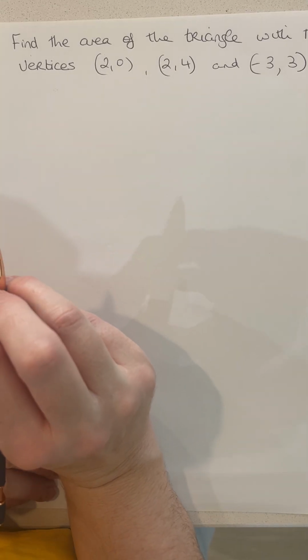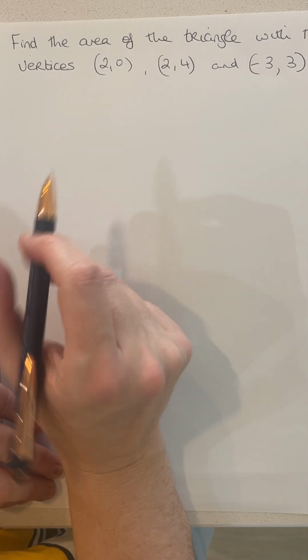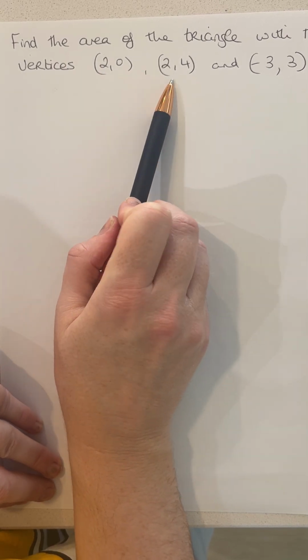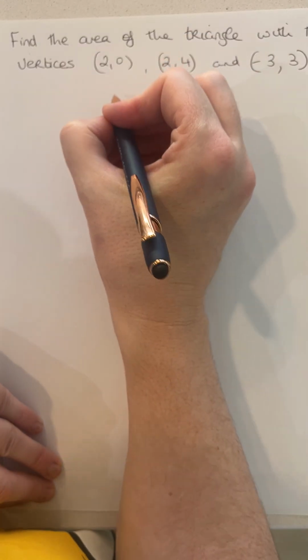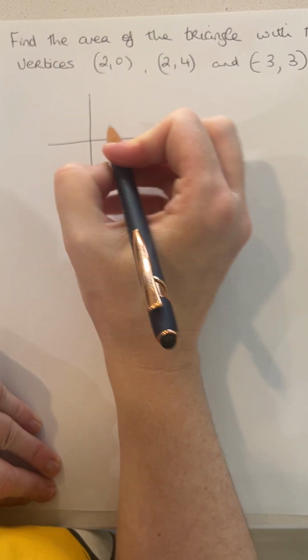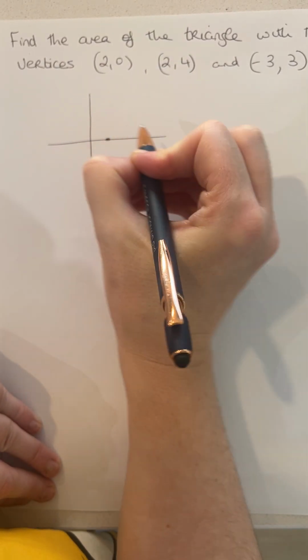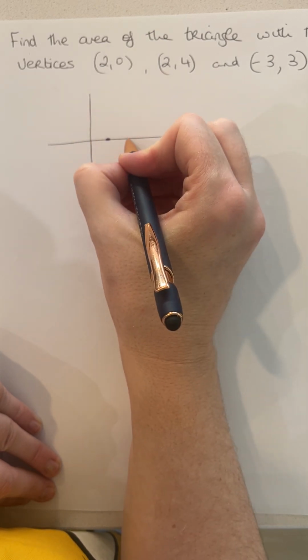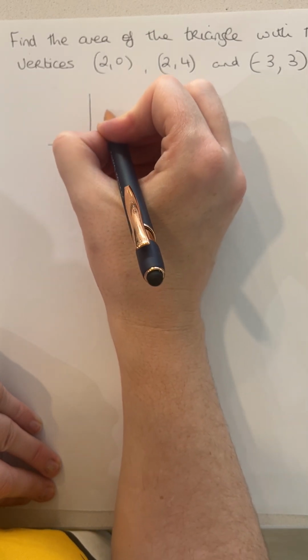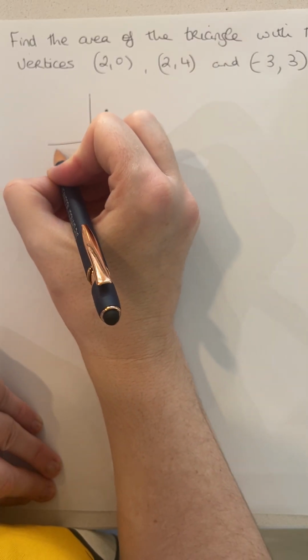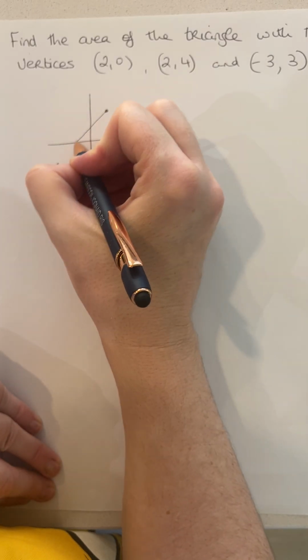They want me to find the area of the triangle with this point, and this point. So even if you wanted to give it a quick sketch, over 2 up 0 is about there, over 2 up 4 is about there, and back 3 down 3 is about there.